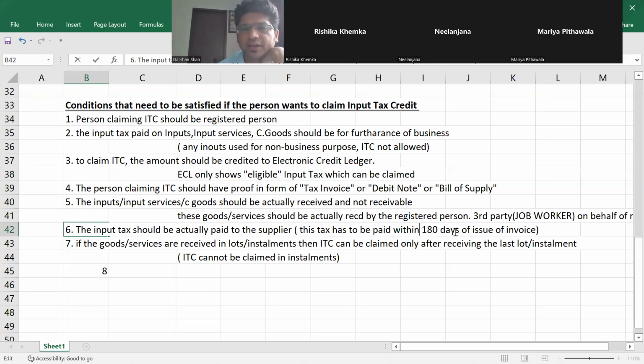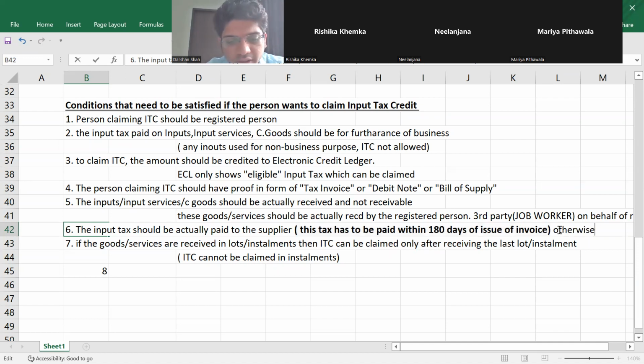Okay, so I'm writing it over here. Only in the sixth condition I have added this. You also add this part: input tax should be actually paid to the supplier, and this tax has to be paid within 180 days of issue of invoice. Otherwise 18% interest. Write that also.